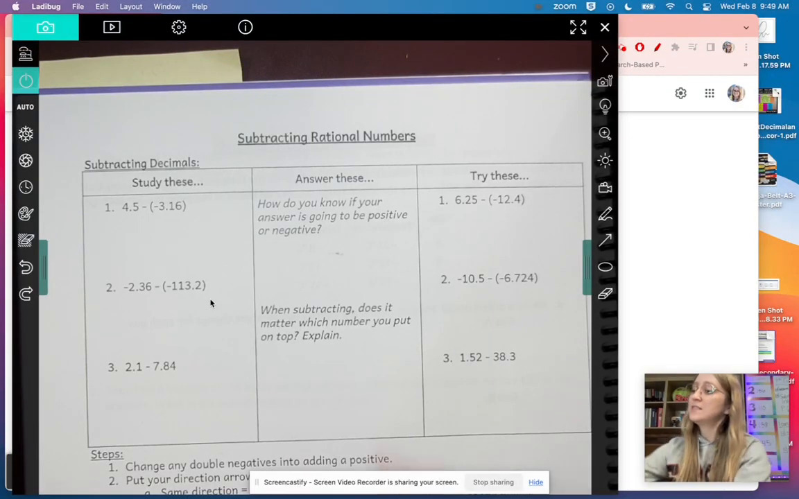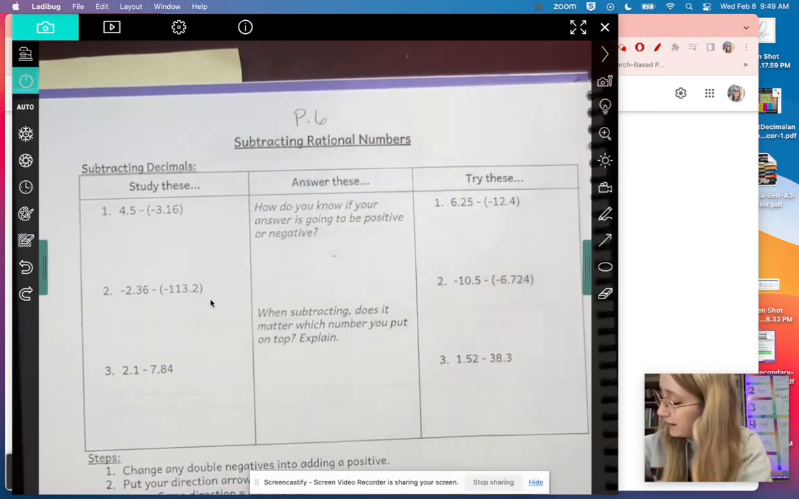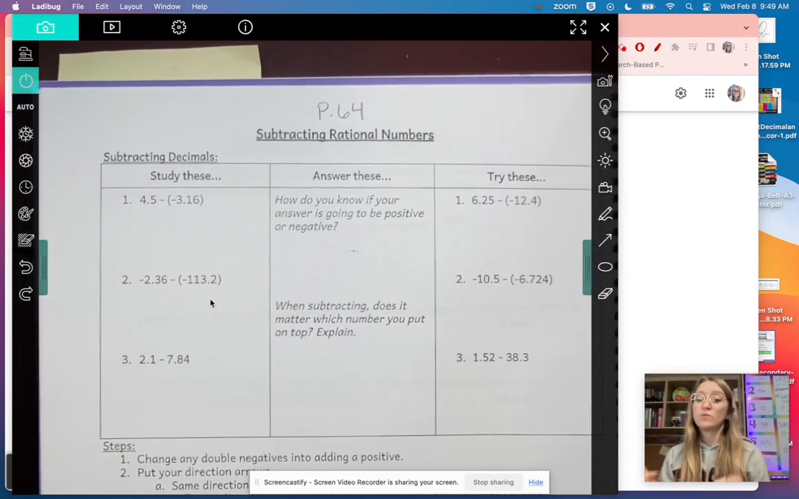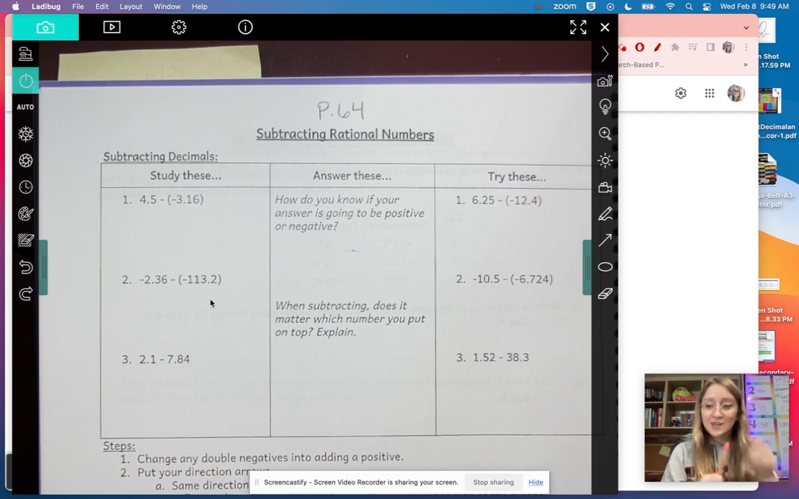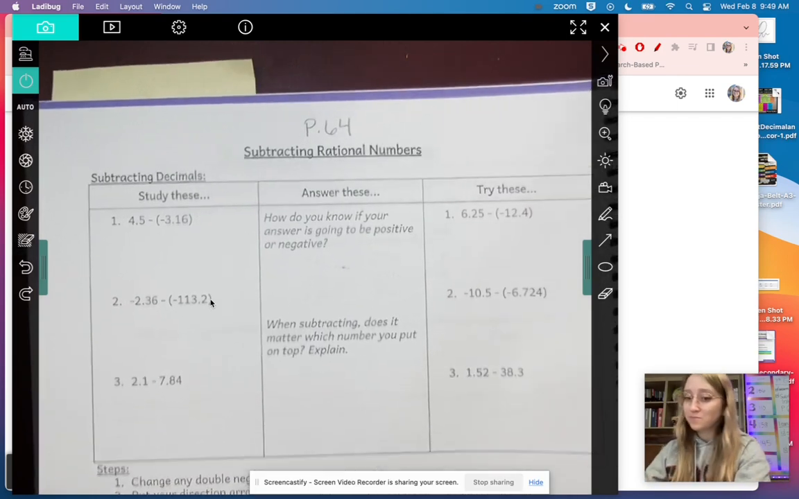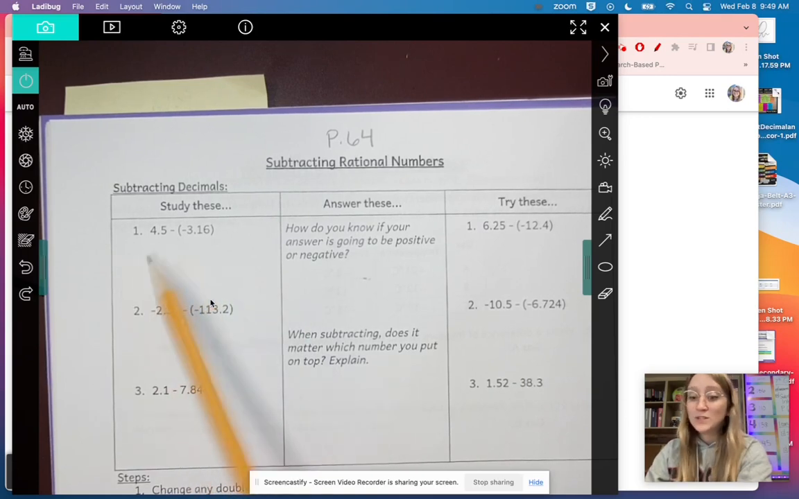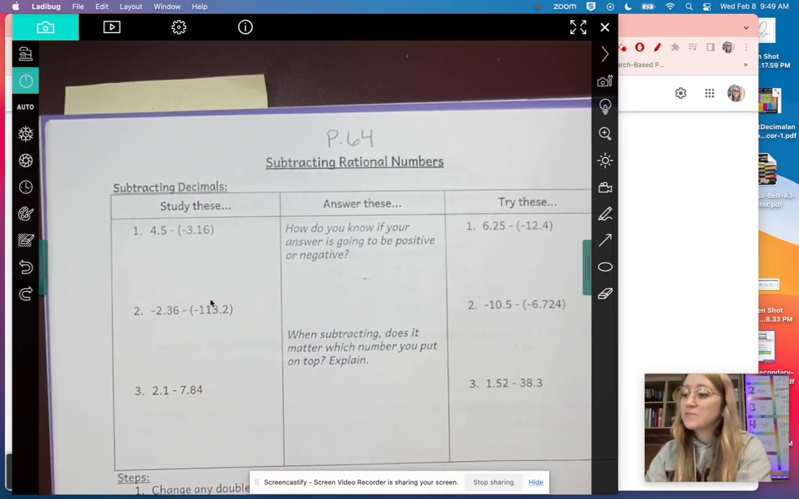Okay, welcome. This is going to be the notes on page 64. So we are subtracting decimals. We've already reviewed the rules for same and different sign addition. We've talked about how subtraction is really just adding the opposites. So when we think of it that way, we can make subtraction a lot easier. And we have reviewed what to do when we are adding and subtracting decimals.